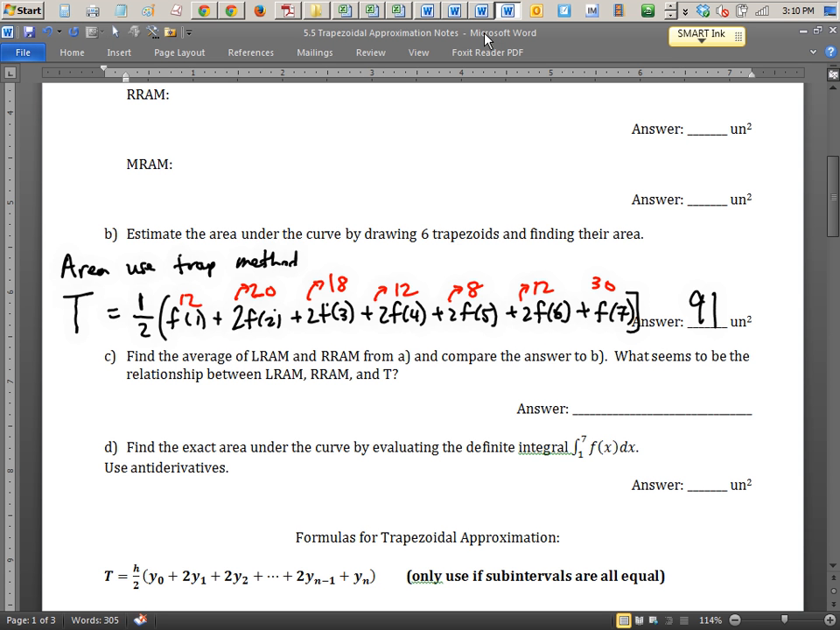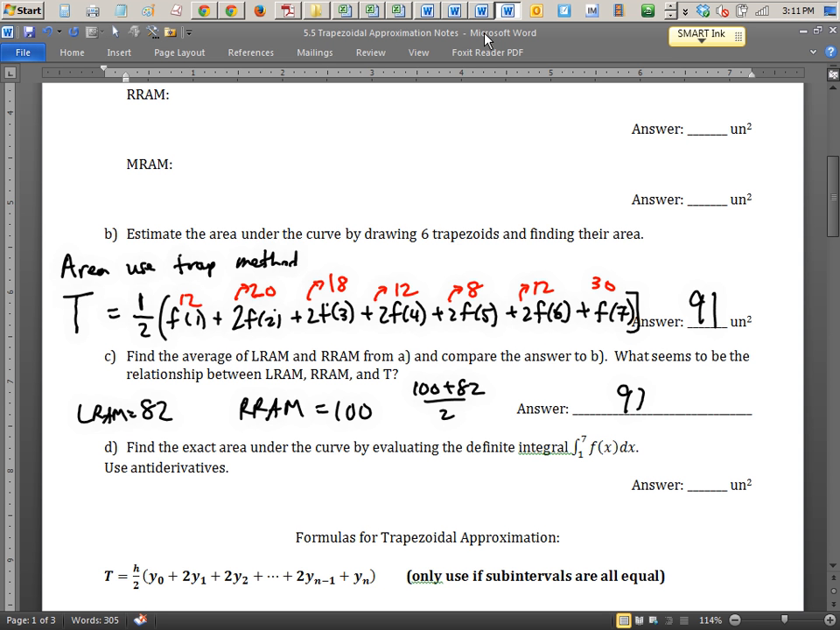Well, if you go back in part A, we had done LRAM and RRAM. And remember, 82 was your LRAM, and 100 was your RRAM. Notice that the average of LRAM and RRAM gives us the trapezoidal approximation. So if you average these, you get 100 plus 82 all over 2, which is 91.